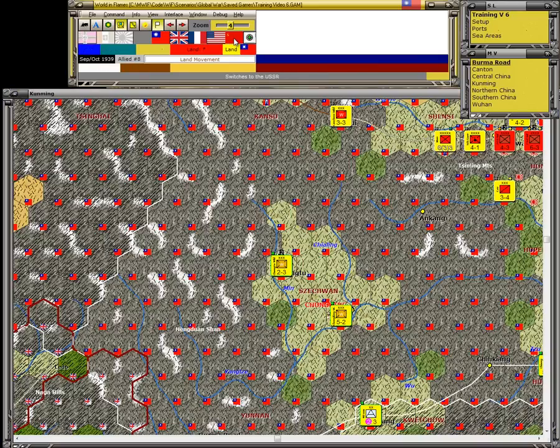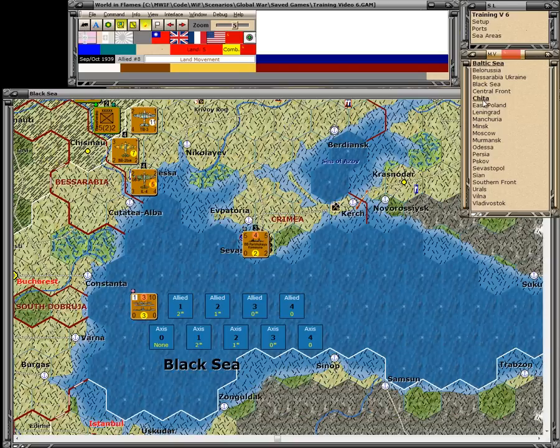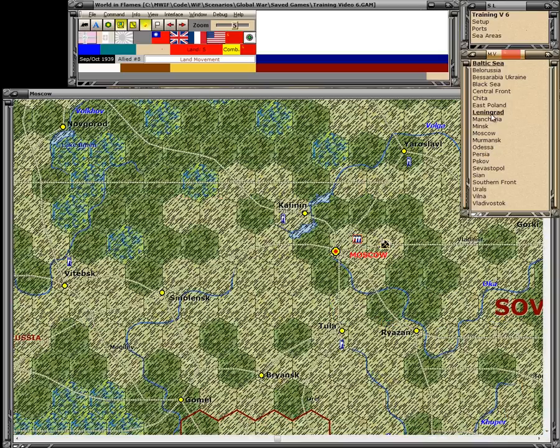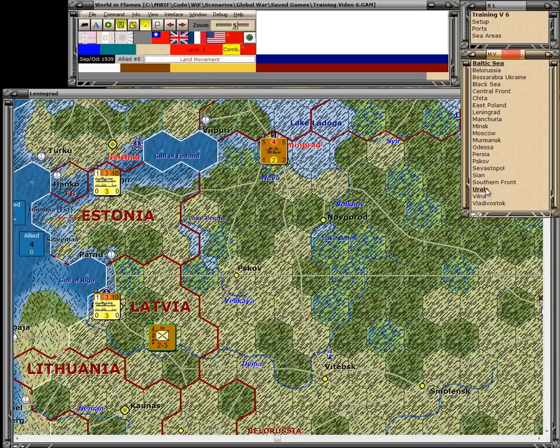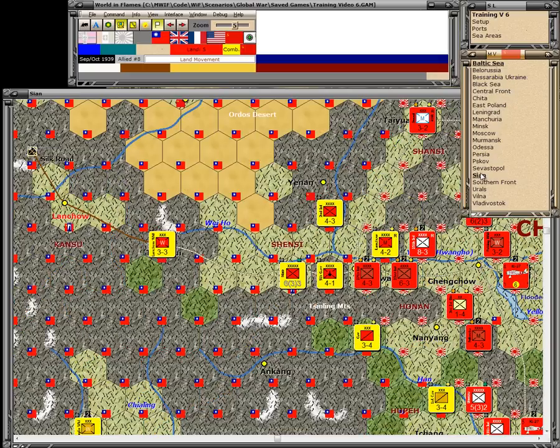The USSR has a completely different set of map views. Here we can look at the Black Sea. We can look at eastern Poland, focus in on Moscow or Leningrad, look at the Urals, jump over to eastern USSR, Vladivostok. Some of the map views for the USSR include Communist Chinese. So Xi'an is a Communist Chinese city, and the USSR gets to move the Communist Chinese units. So therefore, map views for Communist China are also included as part of the USSR's preferred map list.